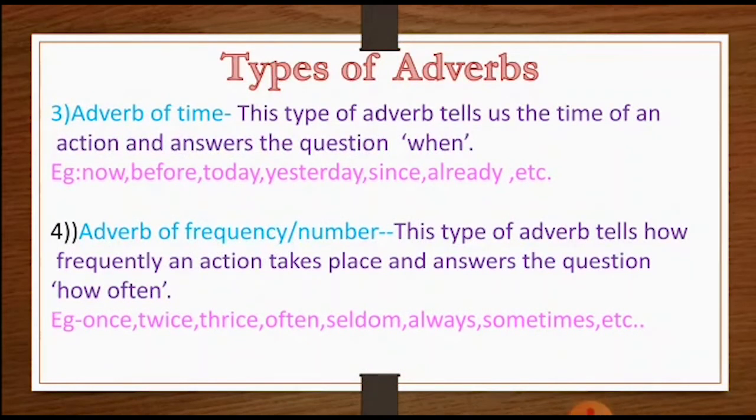Adverb of time. This type of adverb tells us the time of an action and answers the question when. Now, before, today, yesterday, since, already, etc. Adverb of frequency or number. This type of adverb tells how frequently an action takes place and answers the question how often. Examples: once, twice, thrice, often, seldom, always, sometimes, etc.